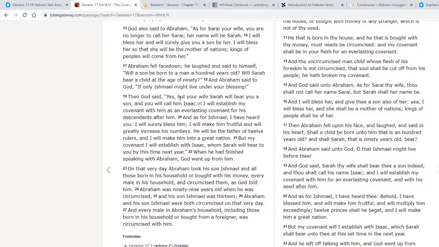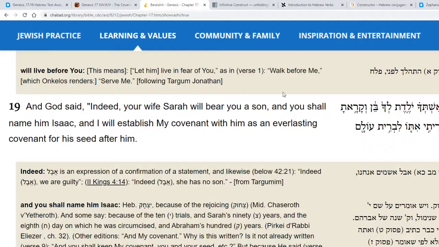NIV, then God said, yes. So they're translating the aval as yes. Yes, but. Yes, but. Okay. Your wife Sarah shall bear you a son, and you shall call him Isaac. And we'll take a look at the note. I will establish my covenant with him as an everlasting covenant for his descendants after him. And the note says Isaac means he laughs. Literally it means he will laugh. Okay.